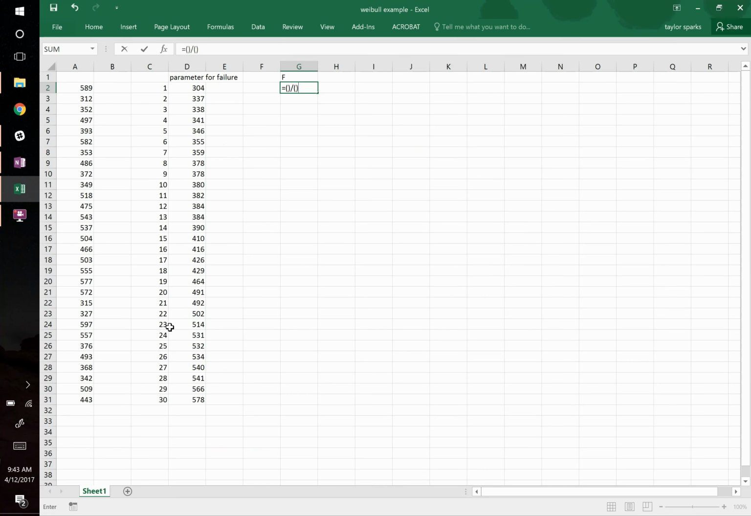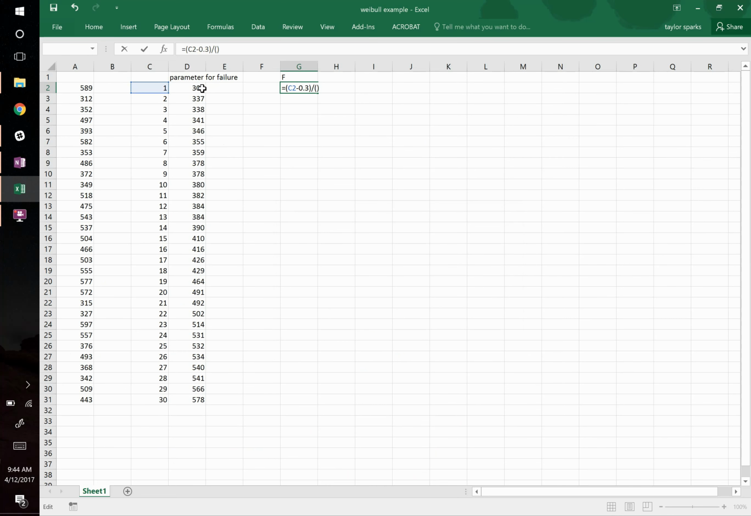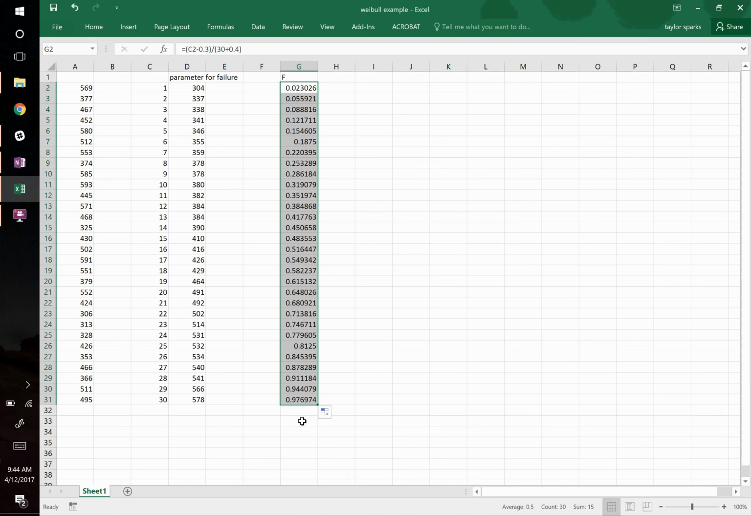So i is the rank, so it's 1 minus 0.3. Then over here we have the total number of samples, which is 30, plus 0.4. Okay, so there's our rank. And obviously you multiply that by 100 to turn it into a percent. So there we are, 97.7% chance of failure there.